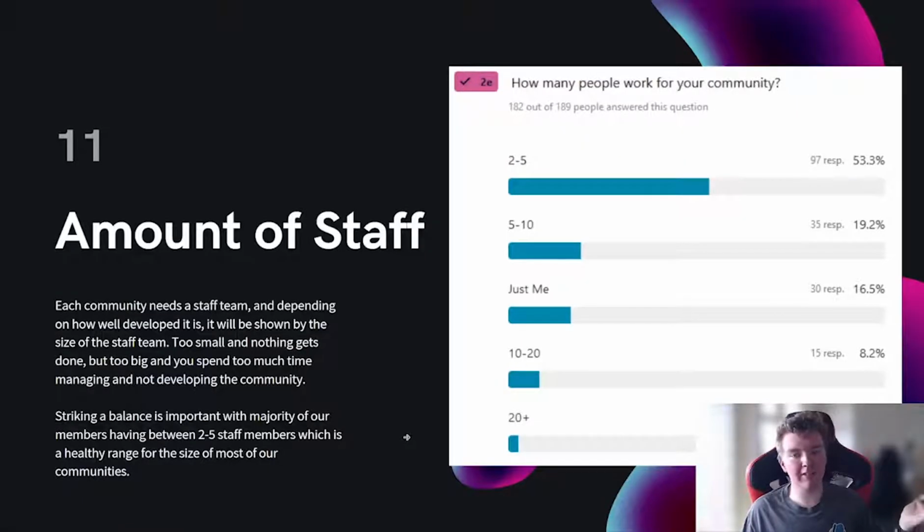Amount of staff, how many staff do communities have? By far, most have between 2 and 5, so that's probably the owner and maybe an admin and some moderators. Going in with our smaller communities as well, that's a good amount.